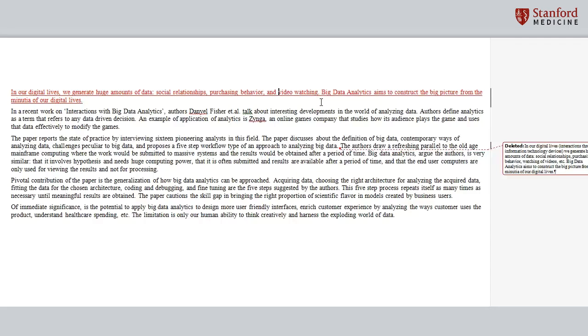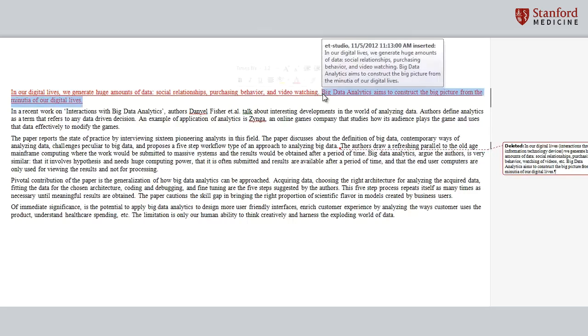So then we get, big data analytics aims to construct the big picture from the minutia of our digital lives. Notice the repetition here, digital lives, digital lives. So that might be telling you that we actually don't need to say this again. So that's a little bit of a general way of saying what big data analytics is, right? It constructs a picture from the minutia of our digital lives. Well, rather than saying something general, let's just say very specifically exactly what it is that companies are doing with the data. So I'm going to define big data analytics by just saying what it is that the companies are doing rather than trying to give some kind of general definition.